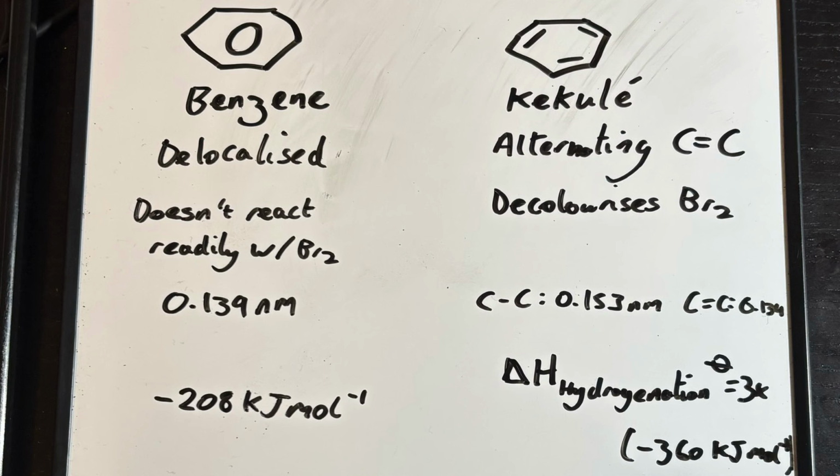The Kekulé model has an alternating C=C double bond and C-C single bond, whereas in the benzene model we say the electrons are delocalized, and we'll get onto that more later. Kekulé will decolorize bromine, the bromine water test for alkenes, whereas benzene doesn't. In the Kekulé model, there are two different lengths for the C=C bond and the C-C bond, whereas in benzene, all bonds are 0.139 nanometers. And finally, the enthalpy of hydrogenation of the Kekulé model is 3 times the hydrogenation value for cyclohexene, whereas for benzene, it's slightly lower.